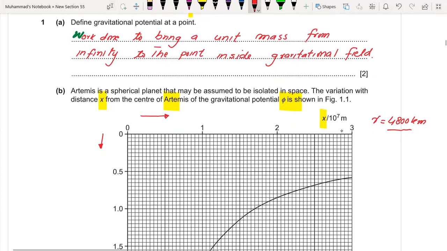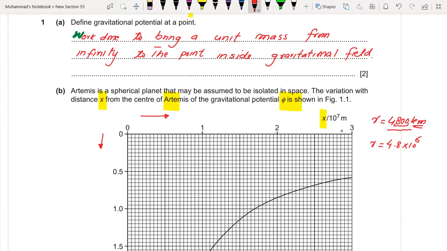So first of all, we should convert this R into meters. That is 4.8 into 10 raised to power 3, and we convert this kilometer into meter, that is 10 power 3. So which is 4.8 into 10 raised to power 6 meters. So you have to read the graph for this value, that is 4.8 into 10 power 6.